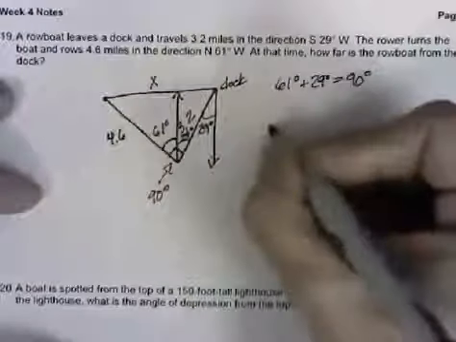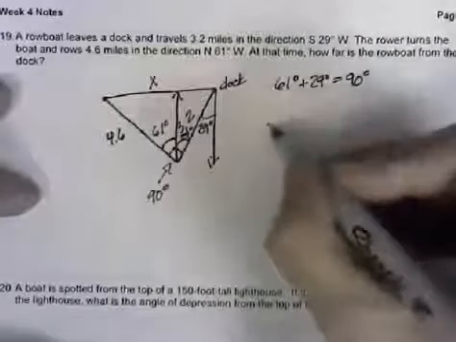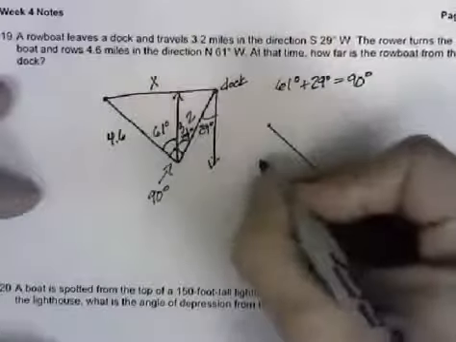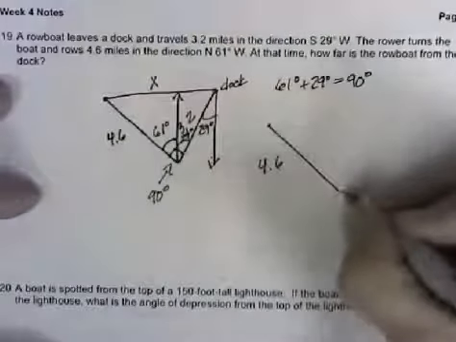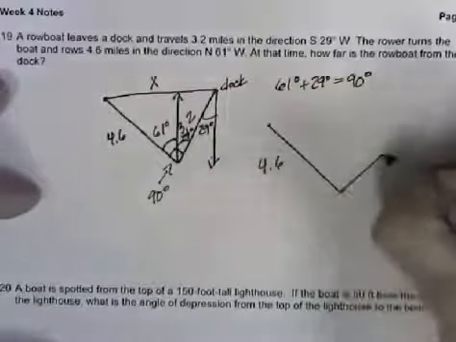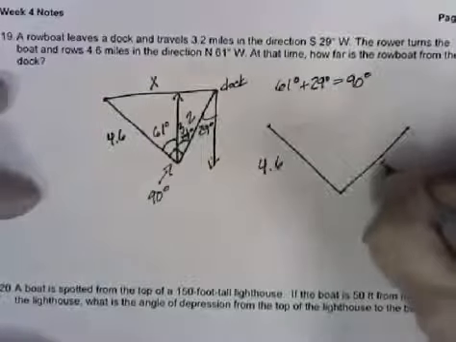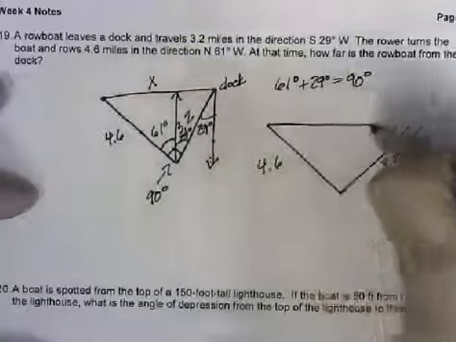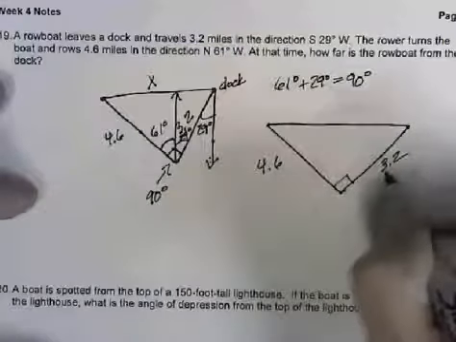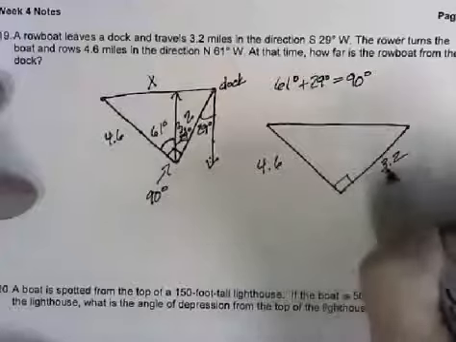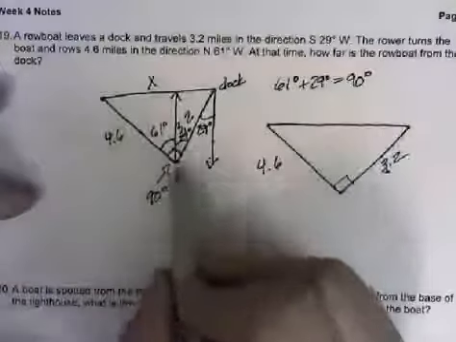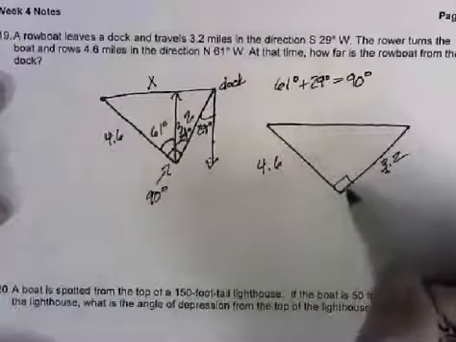I'm going to redraw my triangle because it's kind of hard to see in here now. So here I've got the 4.6 miles. I have a right angle here, and this side is 3.2, and I'm trying to find the length of this side over here. So really I just have a right triangle, and I can use the Pythagorean Theorem. I don't have to use the fact of these angles at all, except that those two added up to 90 degrees. That's what gave me my right triangle.